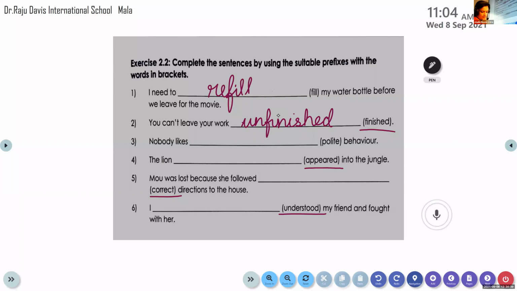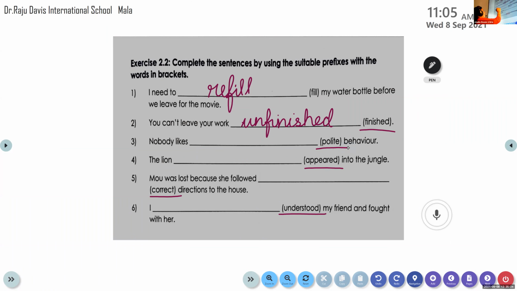Nobody likes dash behavior. The word in the bracket is polite. So, which prefix will you add to the word polite? What is the antonym of polite? Polite means very good behavior, right? Polite, full of respect. Impolite. Yes, impolite, not unpolite.